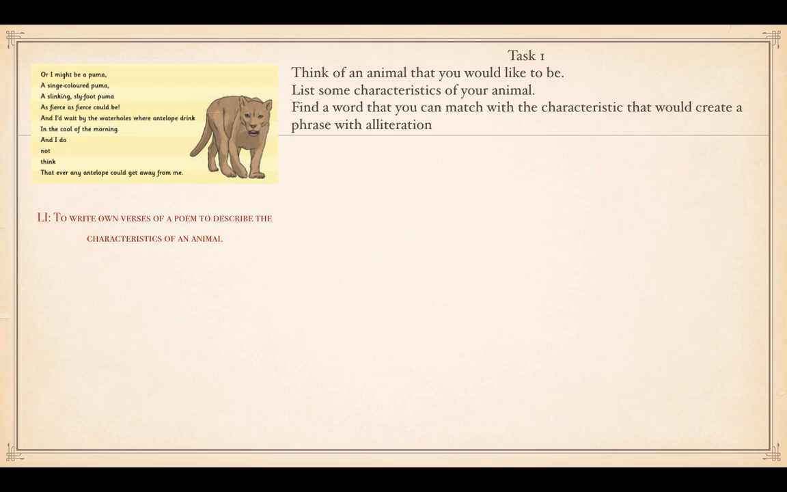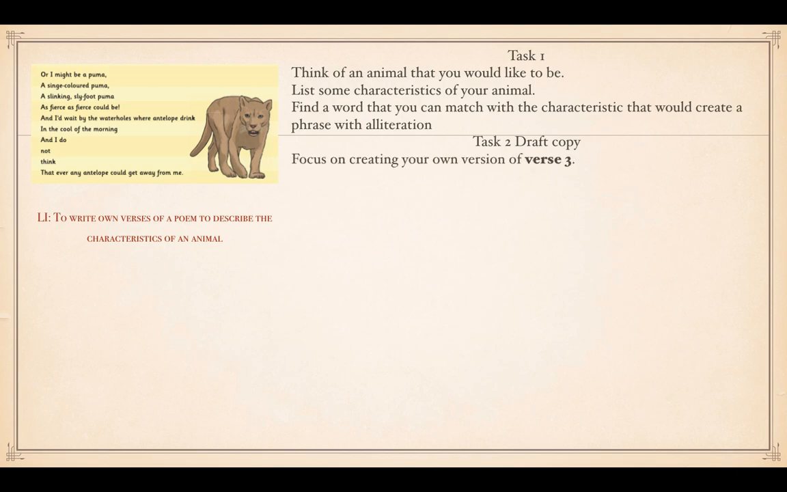So we've got here in line 4, as fierce as could be. Well, that's a very, very simple piece of alliteration. They're both the same word. But I think you need to try and explore even further and think about other ways of using or creating alliteration. So you could have a blue balloon, a sly, squirming squirrel, something like that. It's up to you. So think of a characteristic and match it with a word so that you can create a phrase with alliteration.